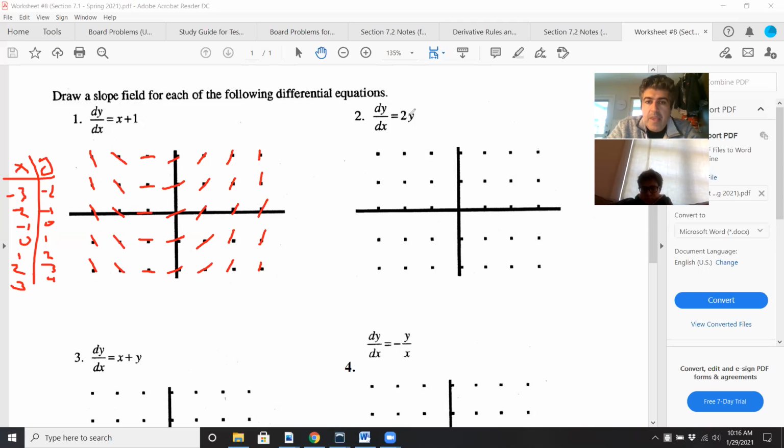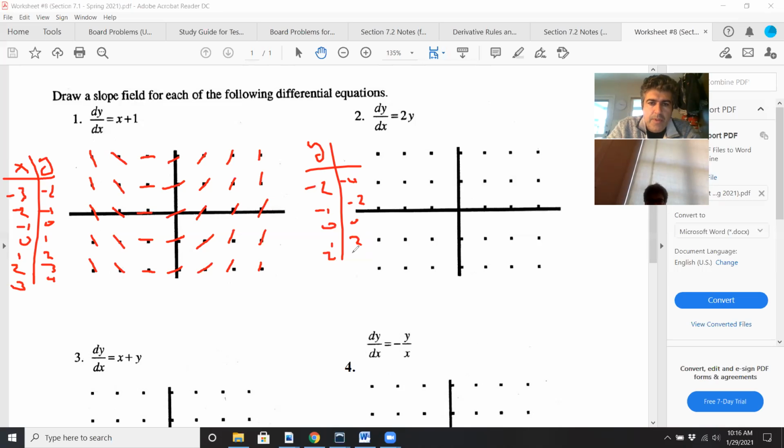So that's number 1. For number 2, now you're only doing this for y, so there's no x involved. So we have 5 different y values, -2, -1, 0, 1, 2. So obviously you get -4, -2, 0, 2, and 4. And you're gonna do these not vertically, but horizontally, right? So at y equals 0, you have 0 slope.